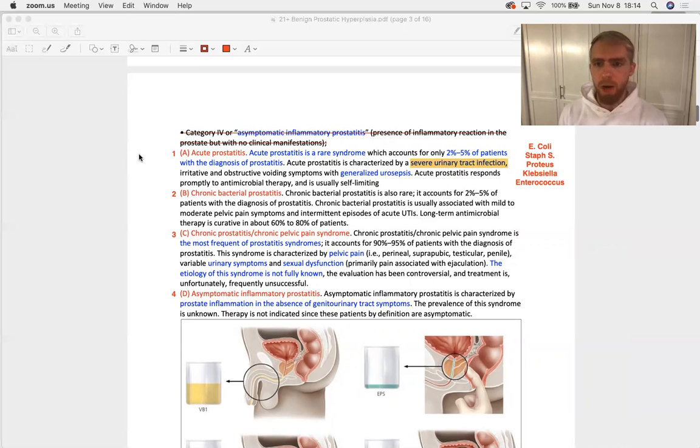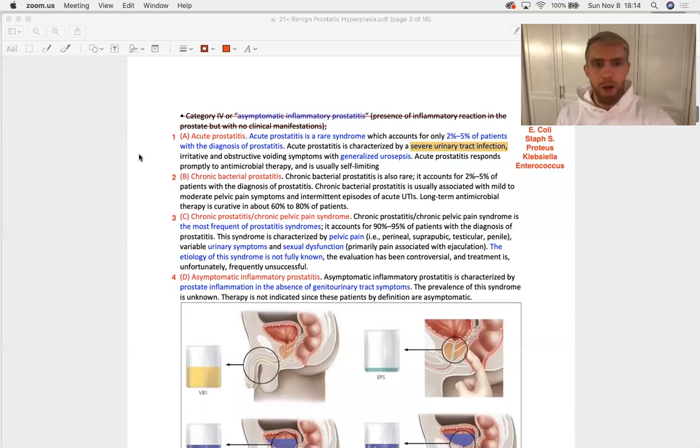So you're going to plate it on MacConkey's. It's going to ferment lactose. And it's also got urease. So that's acute prostatitis. Patient shows up, man, I've got a lot of pain right in between my legs. Oh, let's do a workup. You've got acute prostatitis. Easy.